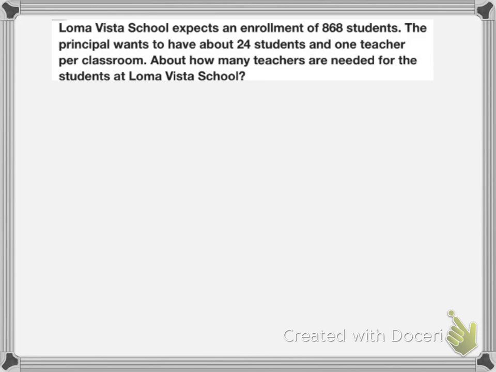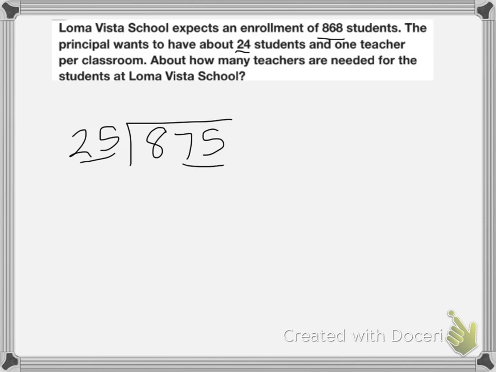Since we're estimating, we're going to look for compatible numbers. So 24 students, the easiest and closest thing is to round that to 25 students. And then 868, I want to round it to a number that I can divide easily by 25. And so that would be 875, because I know 25 goes into 75 really easily. Okay, so we do 25.